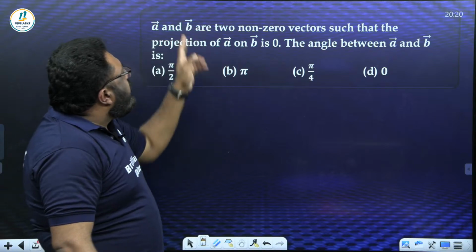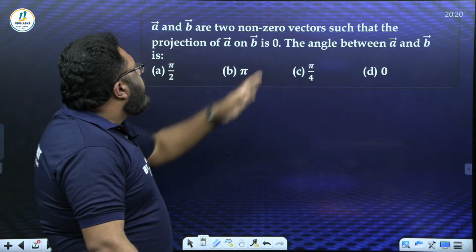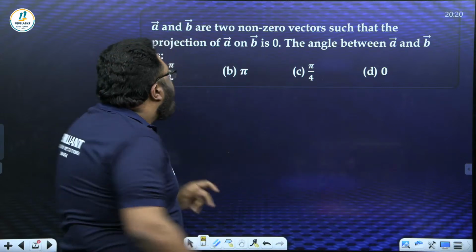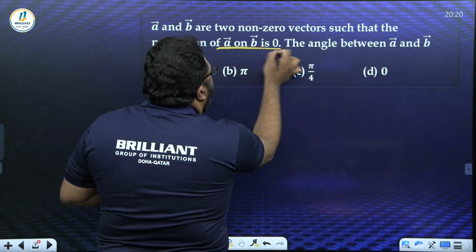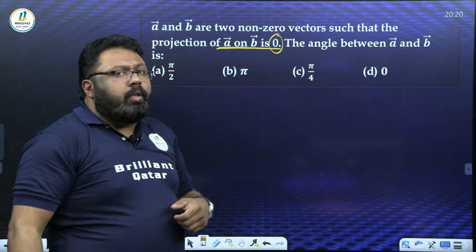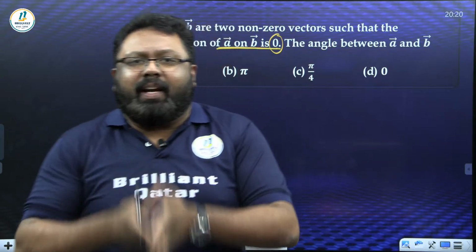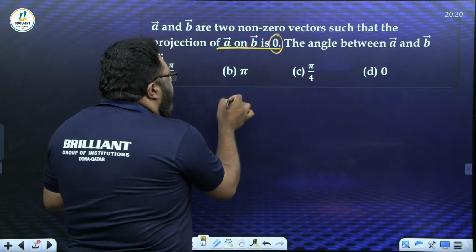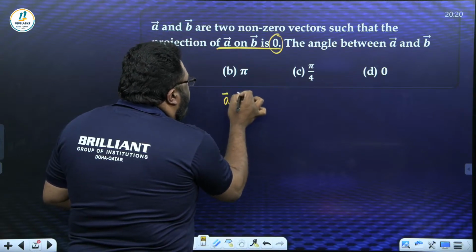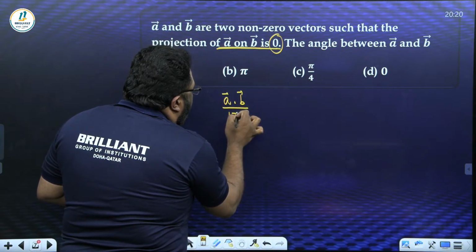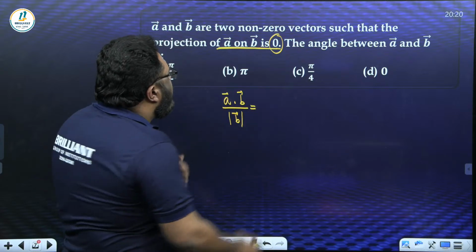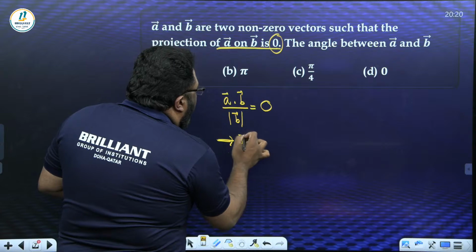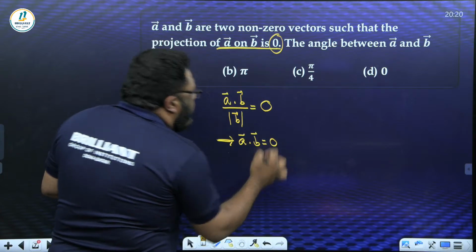A and B are two non-zero vectors such that the projection of A on B is given as a numerical value. So definitely it's not a projection vector they are talking about, it's the magnitude of the projection vector. So what is the magnitude of the projection vector? A dot B divided by magnitude B, and that is equal to 0. That is clearly A dot B equal to 0.